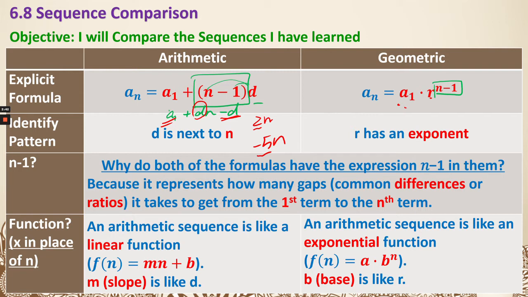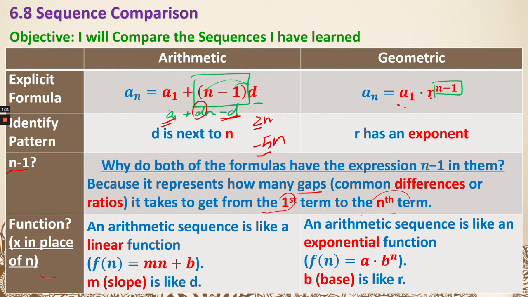Next question is something we have discussed before. When we learned about both sequences, we did an exploration. Like the a sub 1 and a sub 199, we know we need 198 in the middle. That's why we have n minus 1. Because we always need to get from the first term to the nth term, and there are n minus 1 gaps, or n minus 1 common differences, or n minus 1 common ratios.